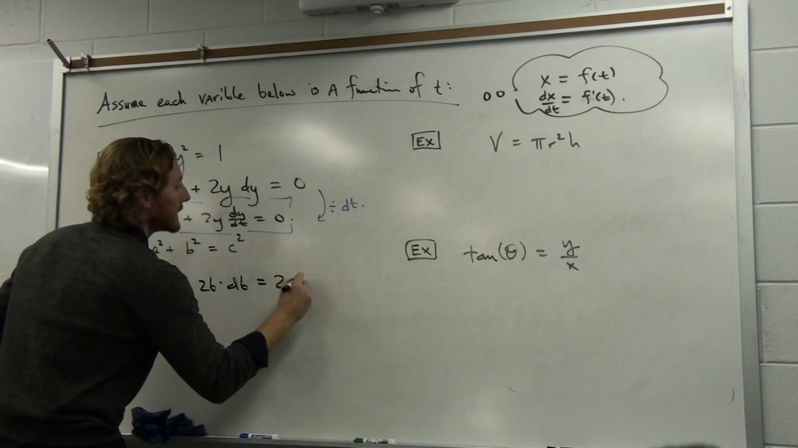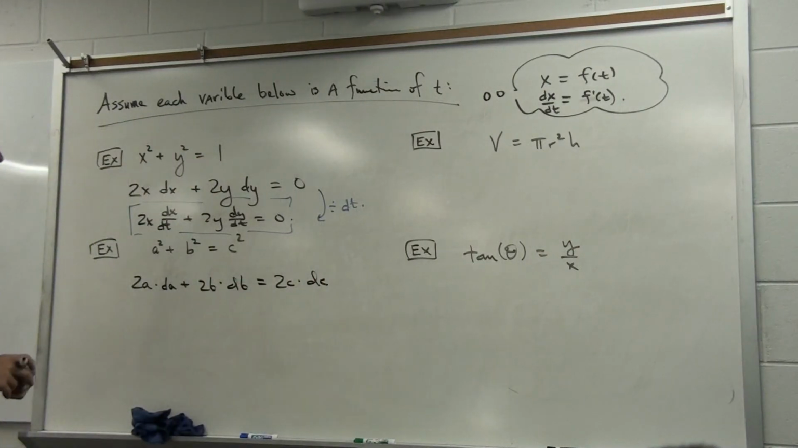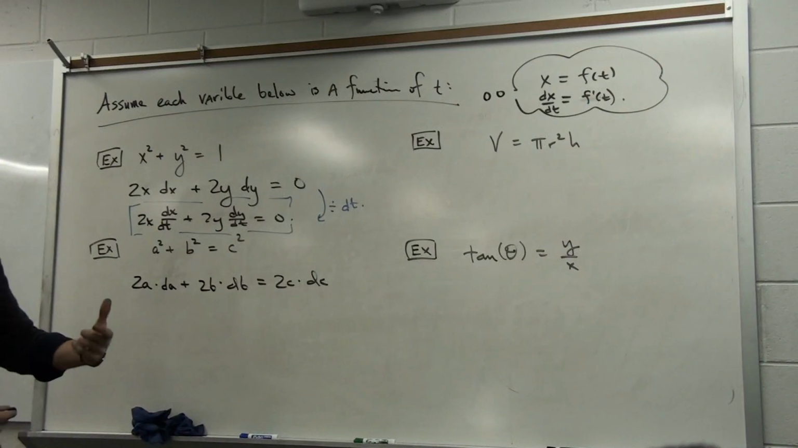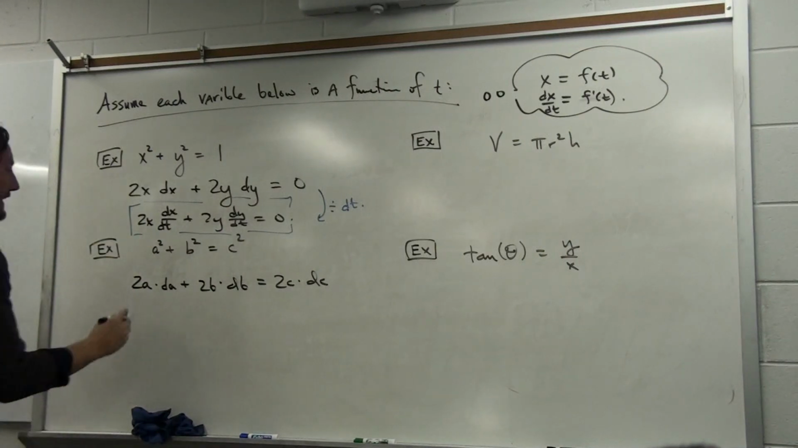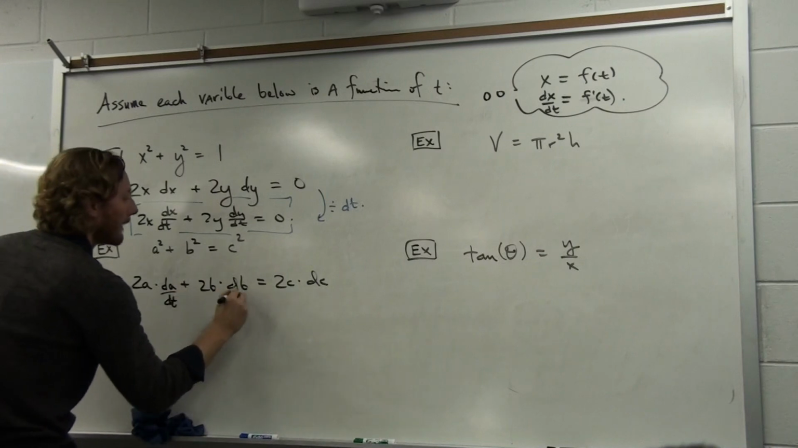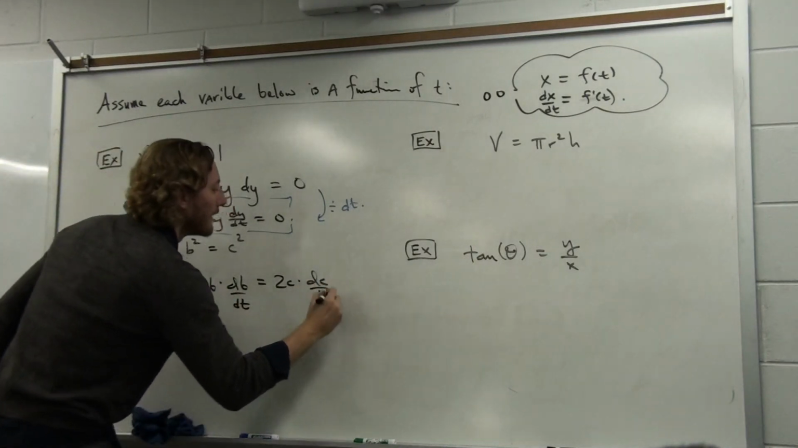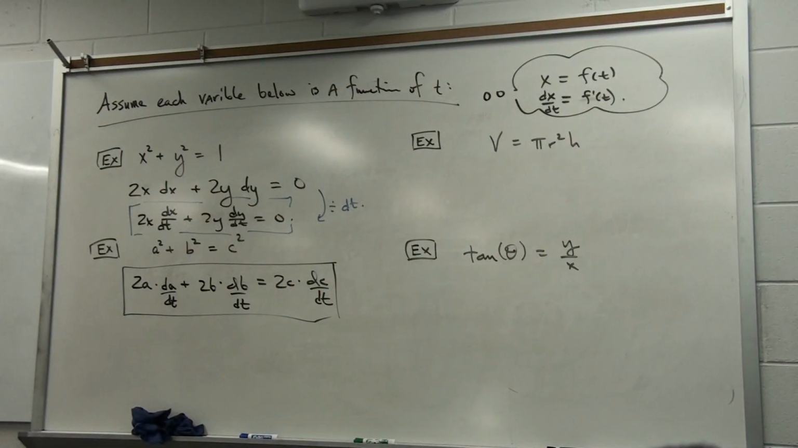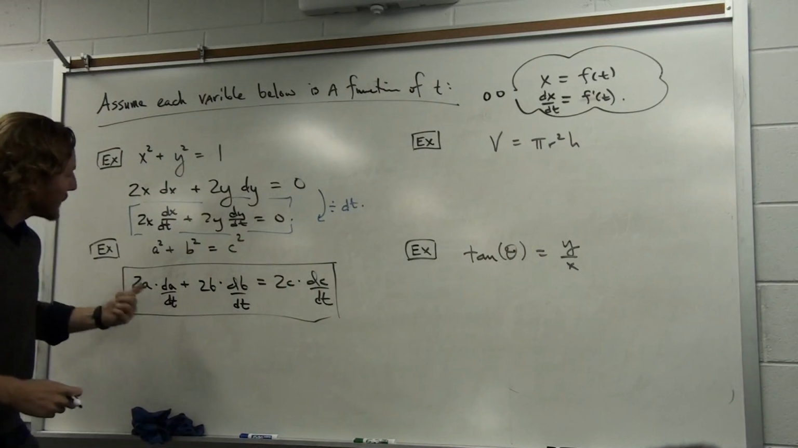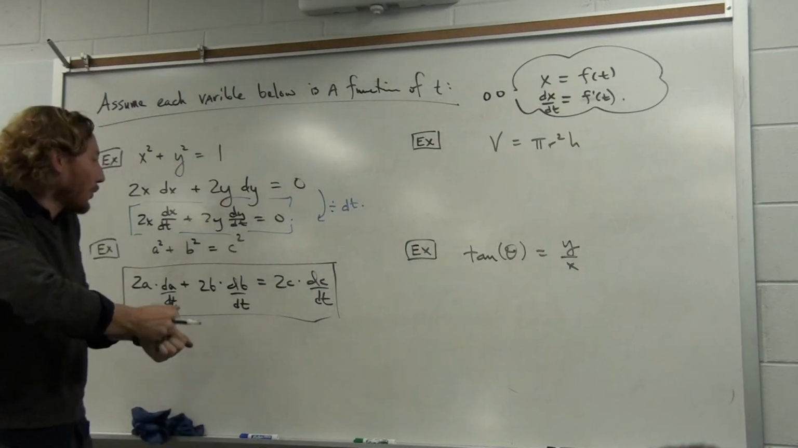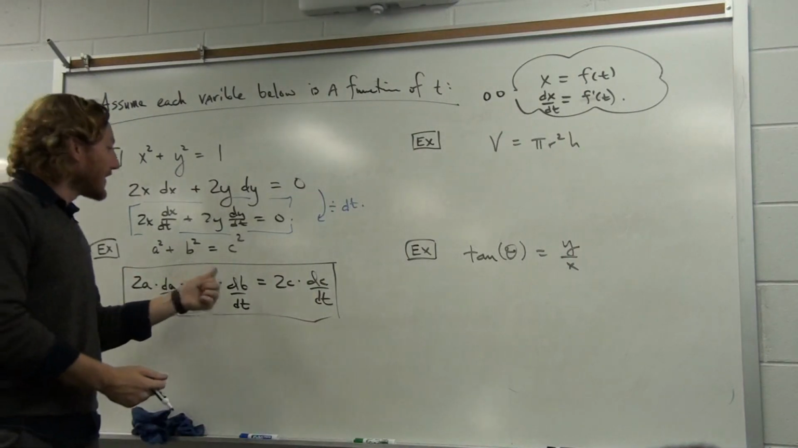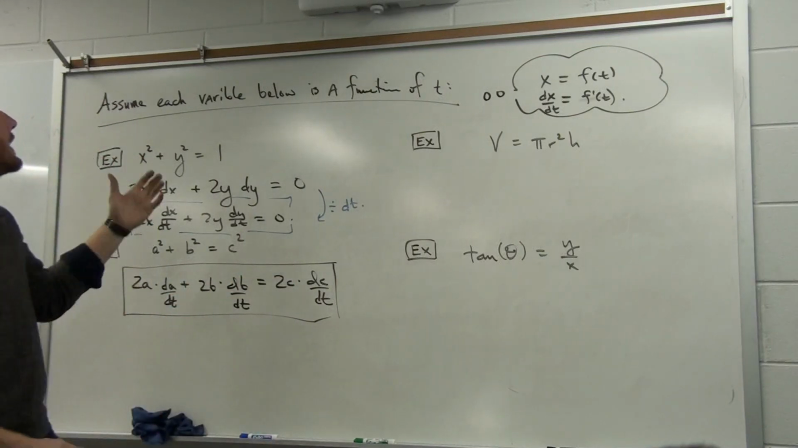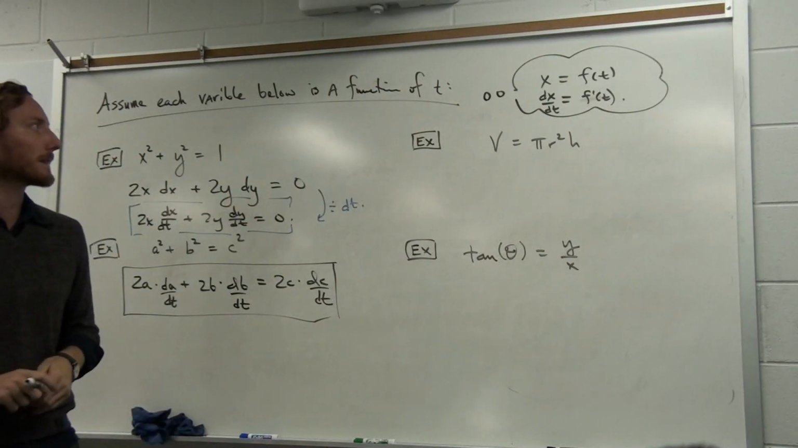db equals 2c dc. But now, if we think of each of these variables with respect to time, then all we've got to do is divide by dt. Now we've got an expression with respect to calculus. In effect, every da that we tack on is going to be thought of with respect to time. The db tacked on with respect to time. The dc tacked on with respect to time.